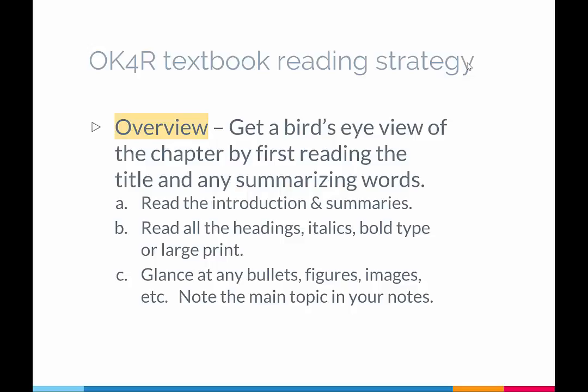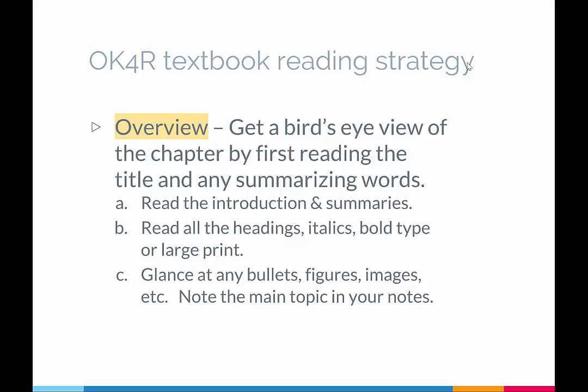So I'm going to give you this technique called the OK4R strategy. And it's very similar to how speed readers speed read. OK4R is an acronym. And the first thing you want to do is get an overview of what the chapter is about. These first steps have an idea called pre-reading.